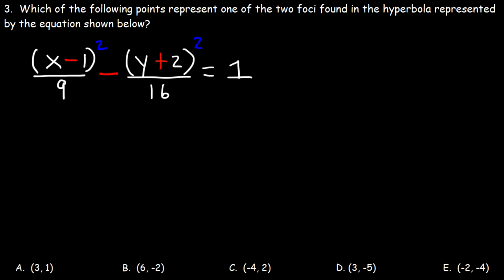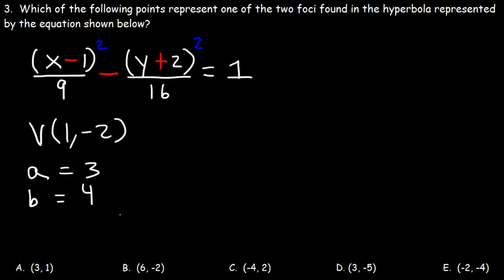Number 3. Which of the following points represent one of the two foci found in the hyperbola represented by the equation shown below? So is it going to be A, B, C, D, or E? Well, let's figure it out. So first we need to find the vertex, which we could see is positive 1, negative 2. Don't forget to change the sign. Next, we can see that a squared is 9, which means a is equal to 3. b squared is 16, which means b is the square root of 16, so b is 4.